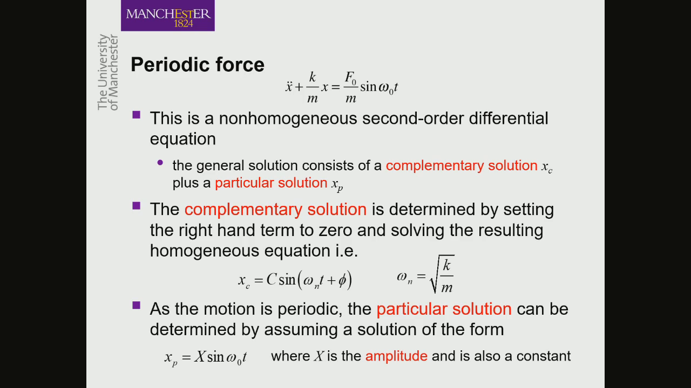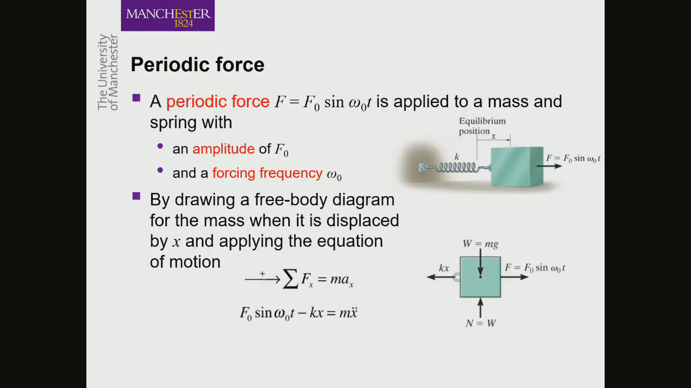The reason why we can assume that, I just want you to see what this force means. Imagine now our mass is in the equilibrium position, and then you are applying a harmonic force which is F0 sine omega 0 t, which means that the amplitude of the force, the maximum amount of the force, is F0, and omega 0 is the forcing frequency of the system, which means that the force is applied to the mass periodically.